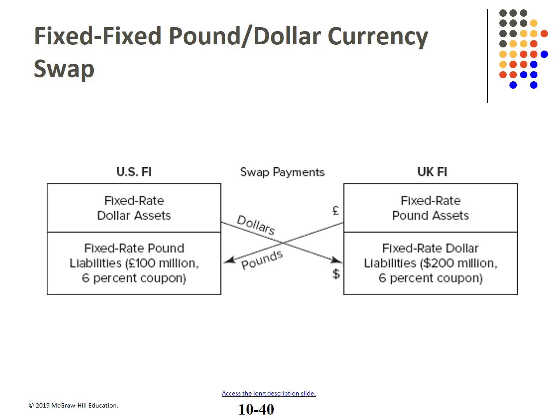Both financial institutions are exposed to currency exchange risk. They can hedge their exposure by entering into the swap shown in this figure. In this way, each financial institution converts their liabilities into the currency in which its assets are denominated.